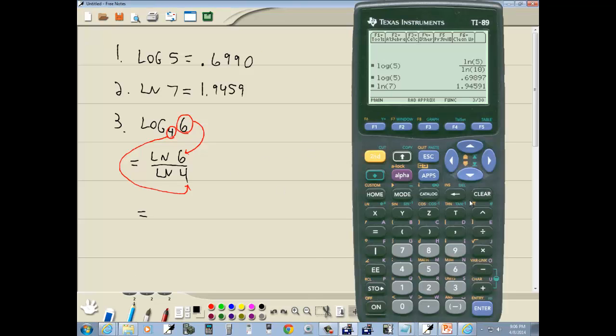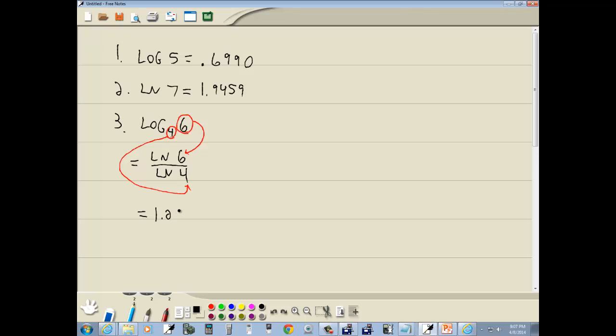Okay, so I'll do clear on that. I'm going to do natural log, so I do second x to get the natural log. 6, closing parentheses, divided by second x to get natural log again, and then 4, and then closing parentheses, and then press enter. Then we've got 1.2925. And that's our answer.